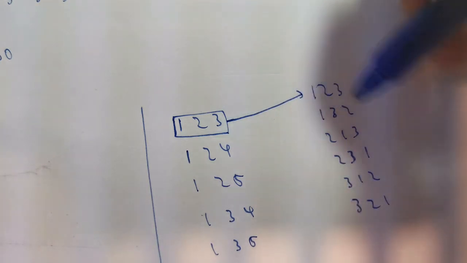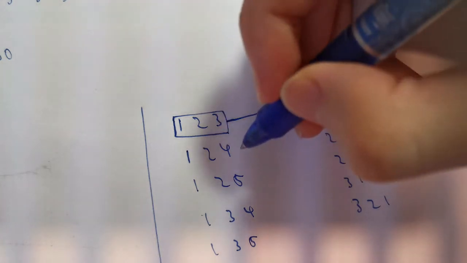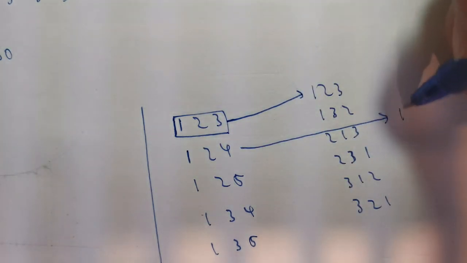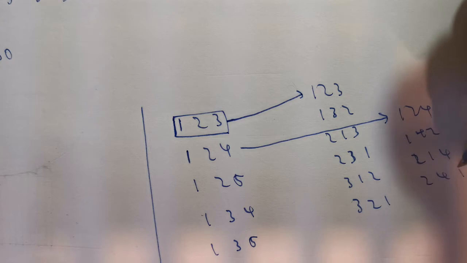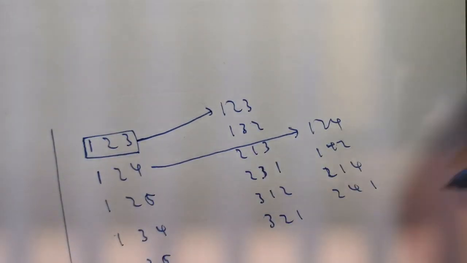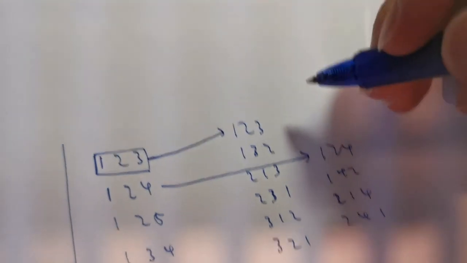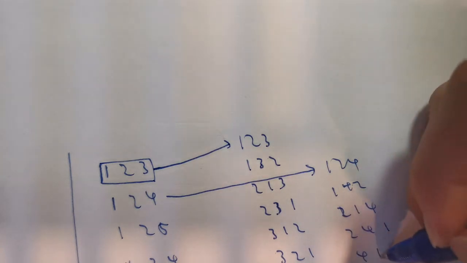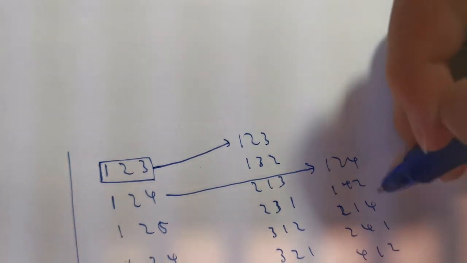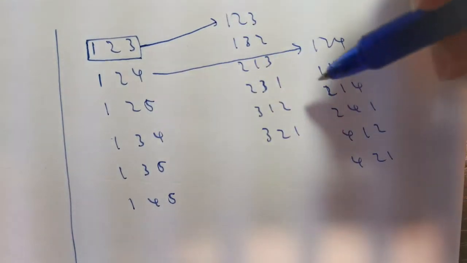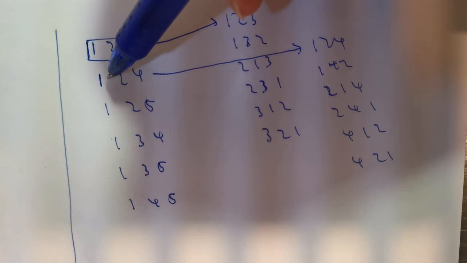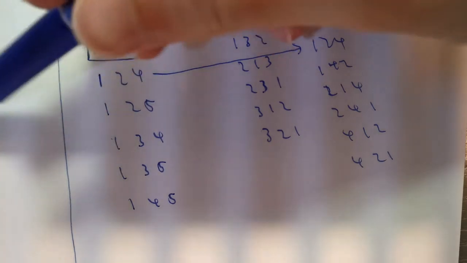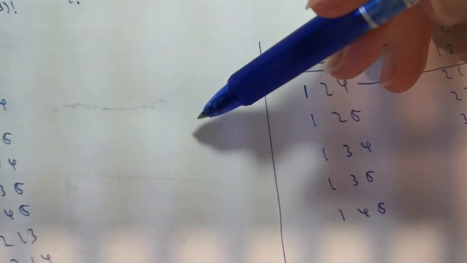So basically you can get 6 numbers, and that's the same for 1 2 4. You can get 1 2 4, 1 4 2, 2 1 4, and so on. Basically you do this for each of the duplicated objects, and this is the number of ways to arrange them. For each number, this is called a bijection. It biject to 6 numbers in the first list.